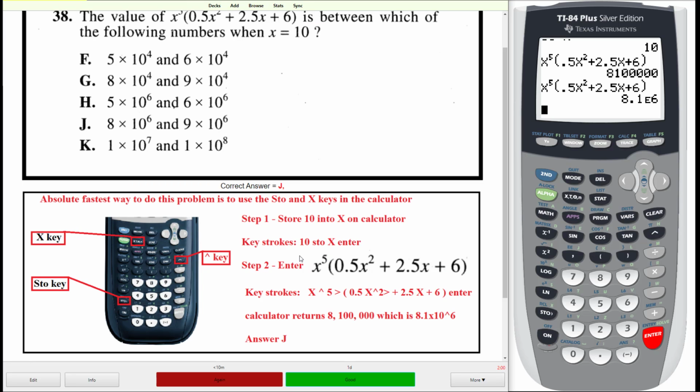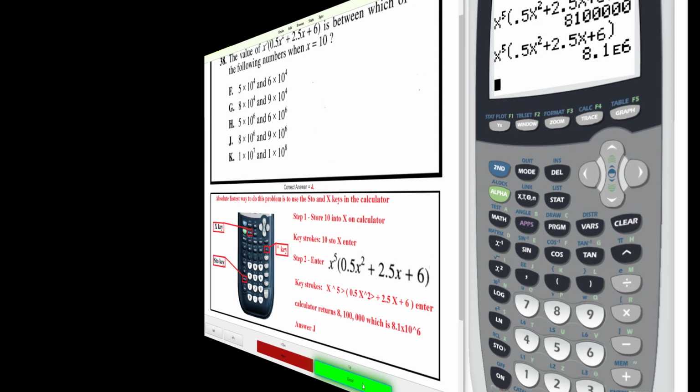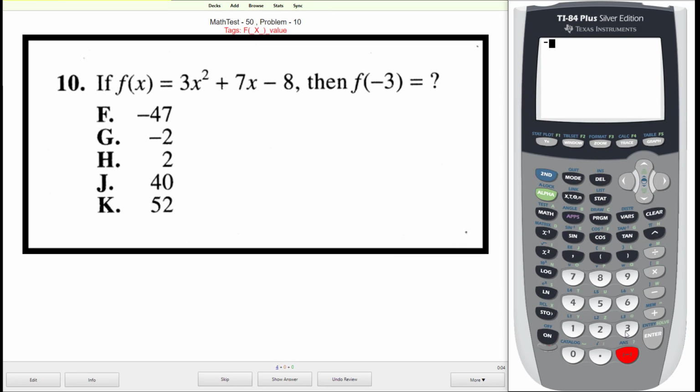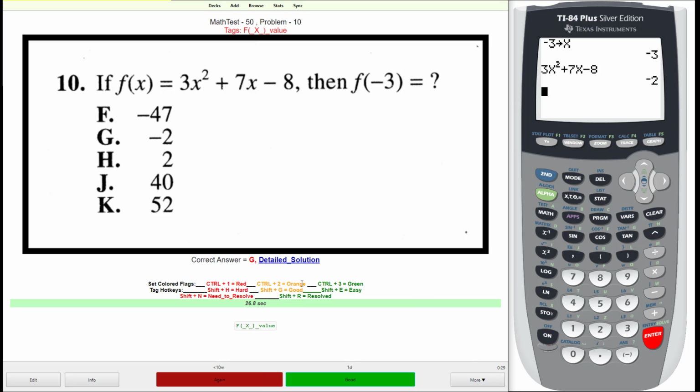And also, as a summary there, we can see the solutions at the bottom. Number 10 here, if we have x is -3, so we take -3 store x and then type in 3x squared plus 7x minus 8. And we got our value -2. Okay, we can look at the detailed solution on that one.